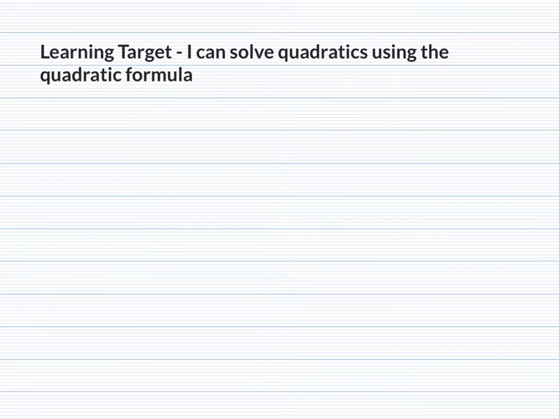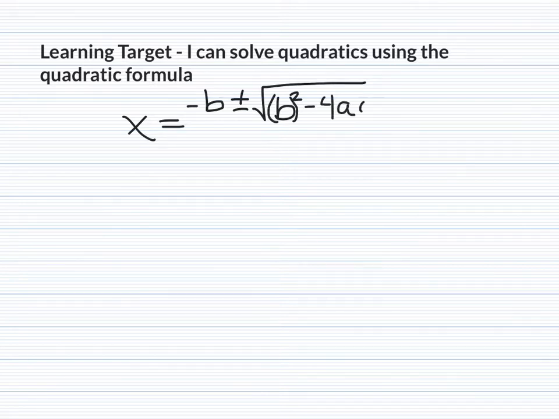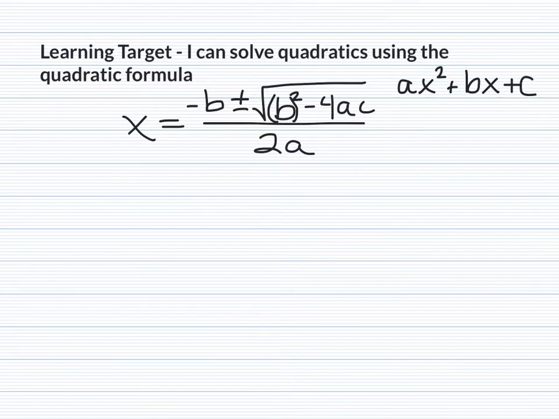Okay, we have something called the quadratic formula. x equals the opposite of b plus or minus the square root of (b squared) minus 4ac, all over 2a. Okay, so we are using this for ax squared plus bx plus c.